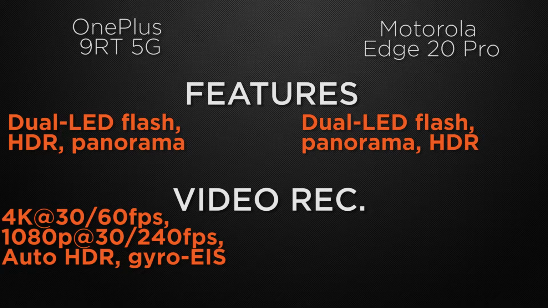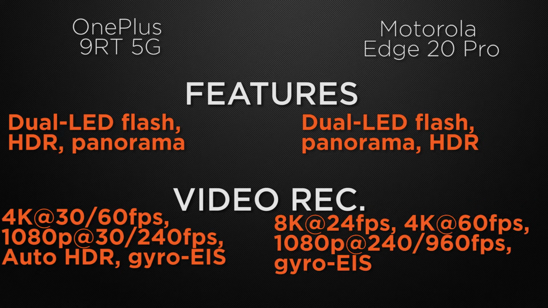And about the video recording options in the devices, 9RT can shoot 4K video max at 60 fps, Full HD video max at 240 fps with gyro electronic image stabilization, whereas 20 Pro can shoot 8K video max at 24 fps, 4K video max at 60 fps, Full HD video max at 240 fps with gyro electronic image stabilization. So the winner here is 20 Pro because it can record 8K video.